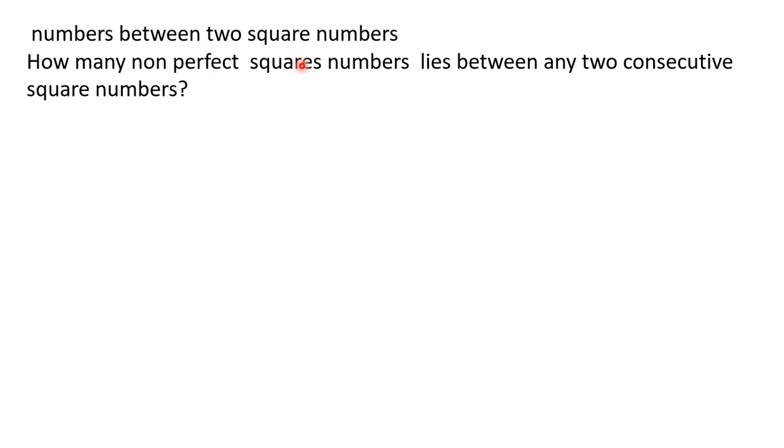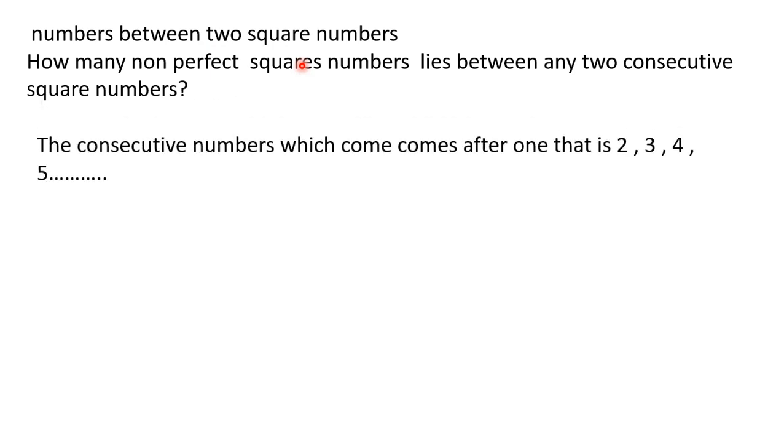And we can say how many non-perfect square numbers lie between any two consecutive square numbers. Now here we are using the term consecutive square numbers. So what are the consecutive numbers? The numbers which come after 1, that is 1, 2, 3, 4, 5, 6, 7 and so on. That is all the counting numbers one after one, we can say they are the consecutive numbers.